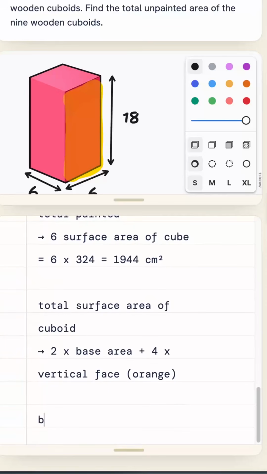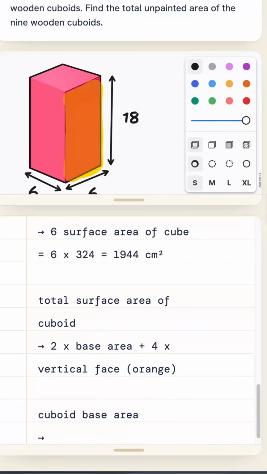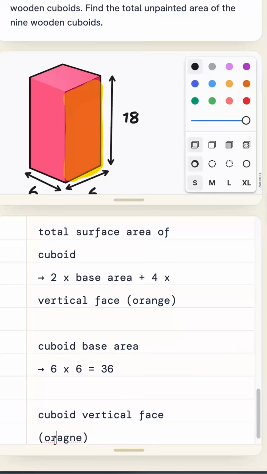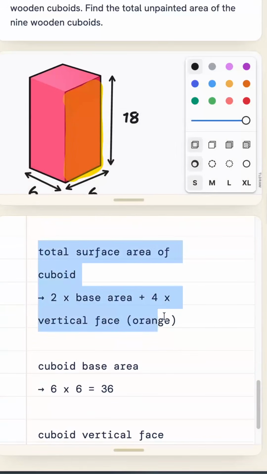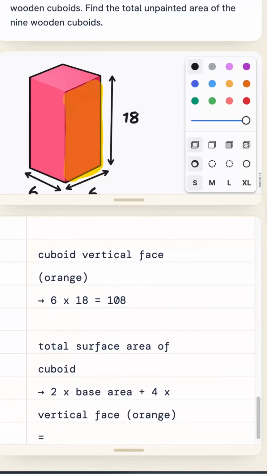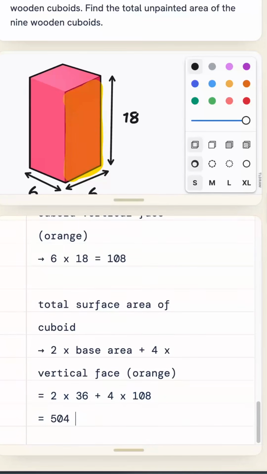So for the base area, pretty straightforward. So the cuboid base area is equal to 6 times 6, which is 36. And then the cuboid vertical face, which is in orange, is equal to 6 times 18. And this will be equal to 108. So the total surface area of the cuboid will then be 2 times the base area plus 4 times the vertical face. So 2 times the cuboid base area of 36 plus 4 times 108, and this will be equal to 504 centimeter square.